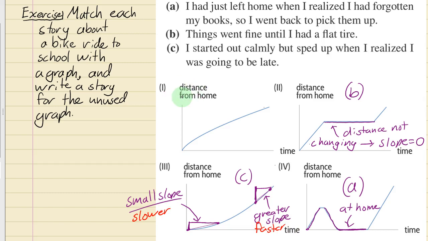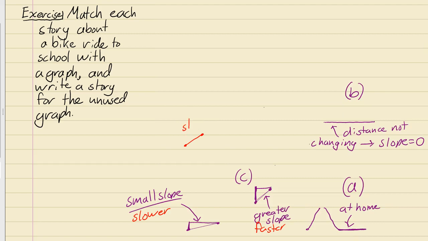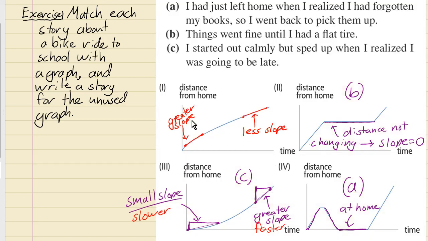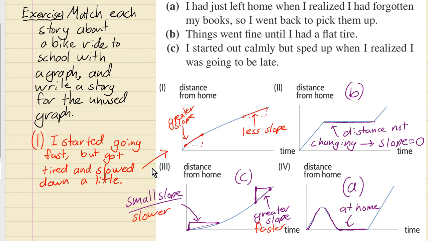So what is the story for graph number 1? Well, what's happening here is you start out with steeper slope. Between these points, you have a greater slope, I should say. And so you're going a little bit faster in the beginning, and then it's not as steep later. That means you have less of a change in distance for the same amount of time. So one story for that could be something like this. I started going fast, but got tired and slowed down a little bit and kept going and got to school.